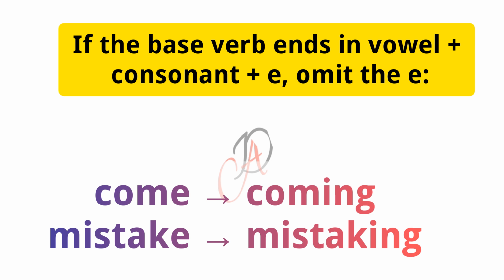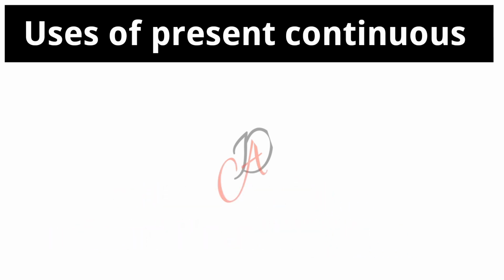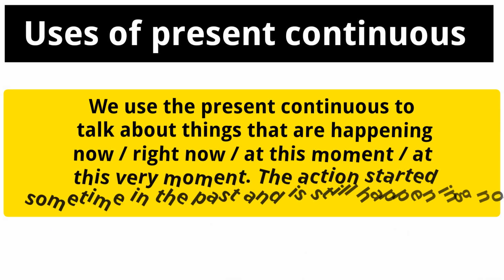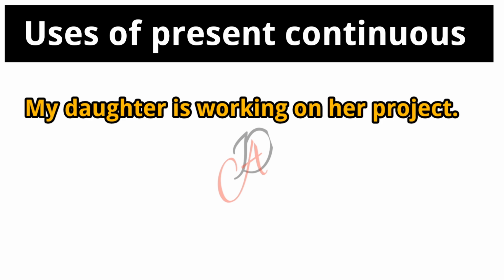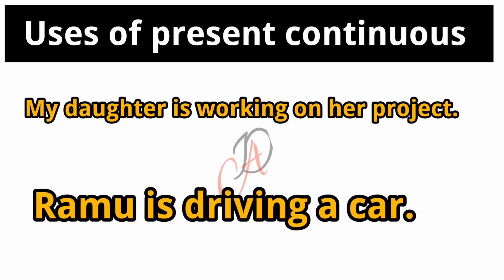Alright, let's move on to the uses of the present continuous tense. Like the simple present tense, the present continuous tense is also generally used to talk about an action that is taking place in the present. But the only difference is that it denotes an action that is continuing to happen or progressing at the current moment. So, it is used to represent an action that is happening in the moment that the speaker is speaking. For example, my daughter is working on her project. And the second example is Ramu is driving a car.